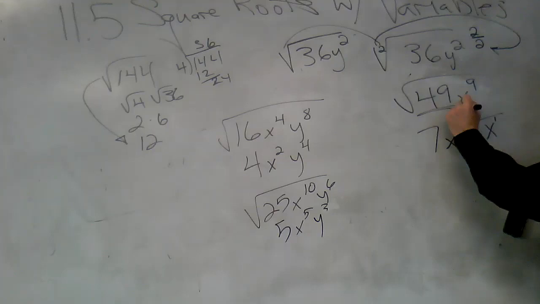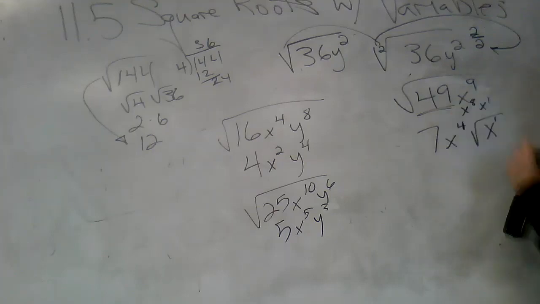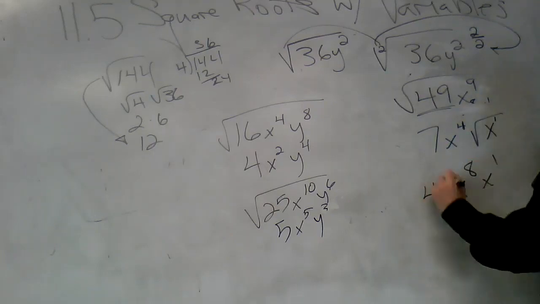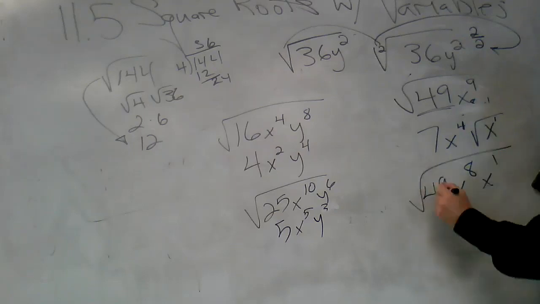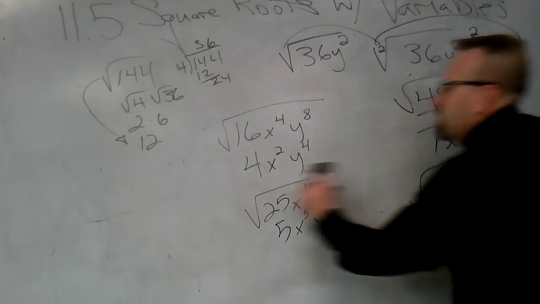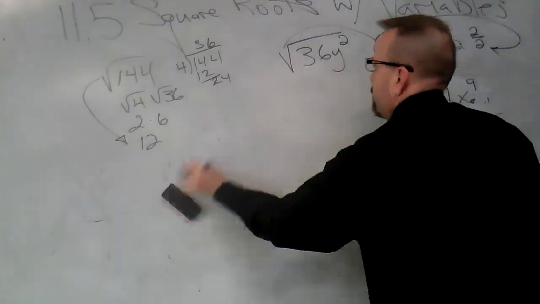So basically, we could rewrite it as x to the 8th, x to the 1st. Let me write that bigger. So x to the 8th, x to the 1st, 49. So if we break it down, this gets us 7. This gets us to the x to the 4th. This does not break down. So that 1, every time you have the 1 left over, it stays inside. So let's do a couple more like that.